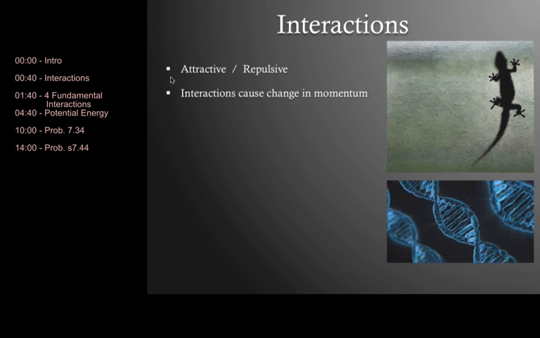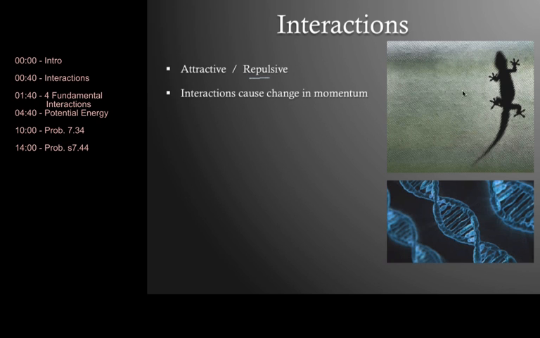Interactions can either be attractive or repulsive. In the case of the tennis racket and the ball, that was a repulsive interaction, as is the case in many collisions, except when they're totally inelastic and something causes them to stick together. But there are other kinds of interactions that we have in nature. One thing that we can say in general is that these interactions cause a change in momentum.